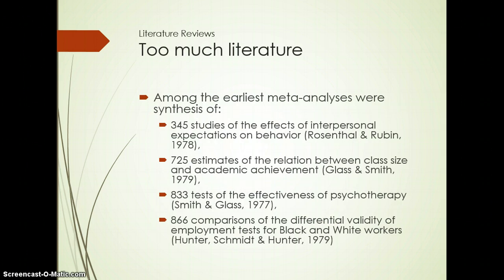So a couple of examples of some of the earliest meta-analyses. We've got studies ranging from 345 studies all the way up to 866 studies. You can understand why the traditional narrative reviews have gone by the wayside. It's very difficult to summarize 866 studies in a narrative fashion.